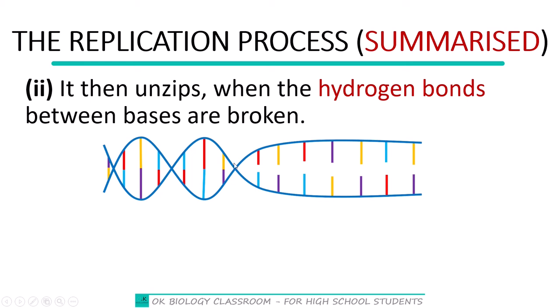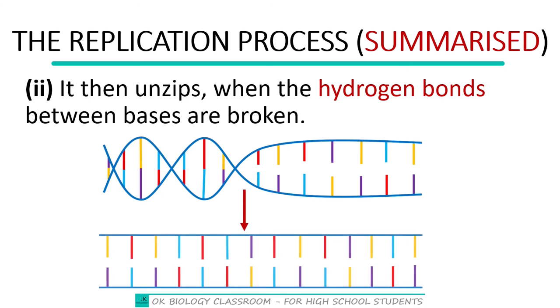Remember that the unzipping is going to occur along the entire length of the DNA molecule. So that is going to lead to the formation of two separate strands. So this is one strand and that's another strand. And these strands have been formed because the unzipping occurred along the entire length. Okay, so it's so simple.